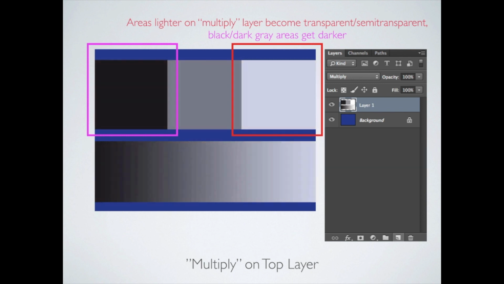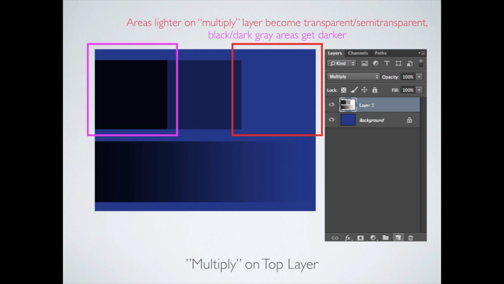So let's see how that actually happens here. Once I apply the blending mode to it, you see that the white goes away completely. It becomes transparent. The medium makes it a little bit darker, the blue a little bit darker, and the black makes the blue a lot darker.